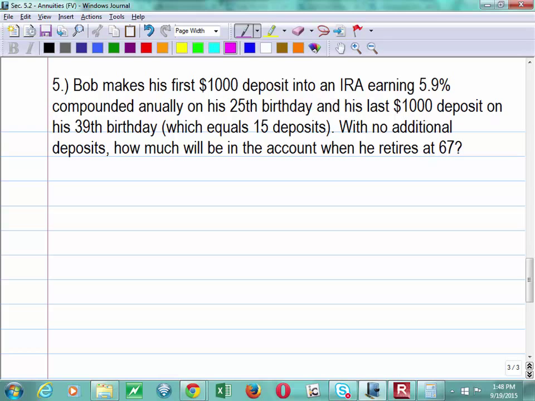Okay, so we've got R is 1,000. That's capital R for the payment. We have the little r for the interest rate is 0.059. And it's compounded annually, so M equals 1. And it's for 15 years, so that's T equals 15. Alright, so we're going to calculate the future value.